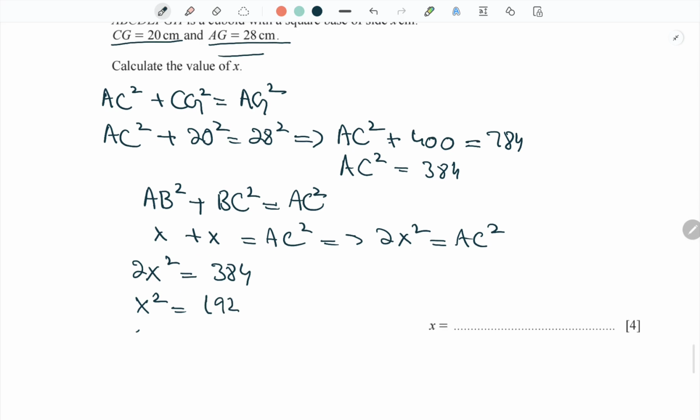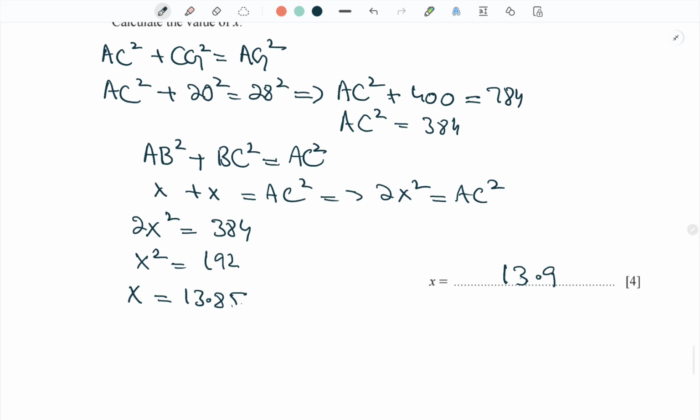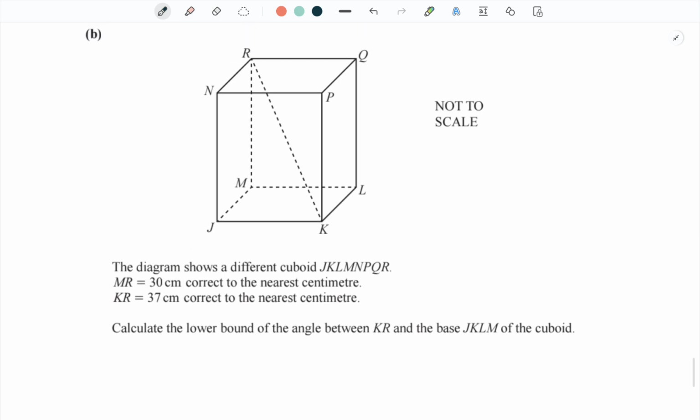Now we take the square root of 192, so we get 13.856, or rounding this off, we get 13.9. Okay, so this is the answer of the first part. Now we have the second part.